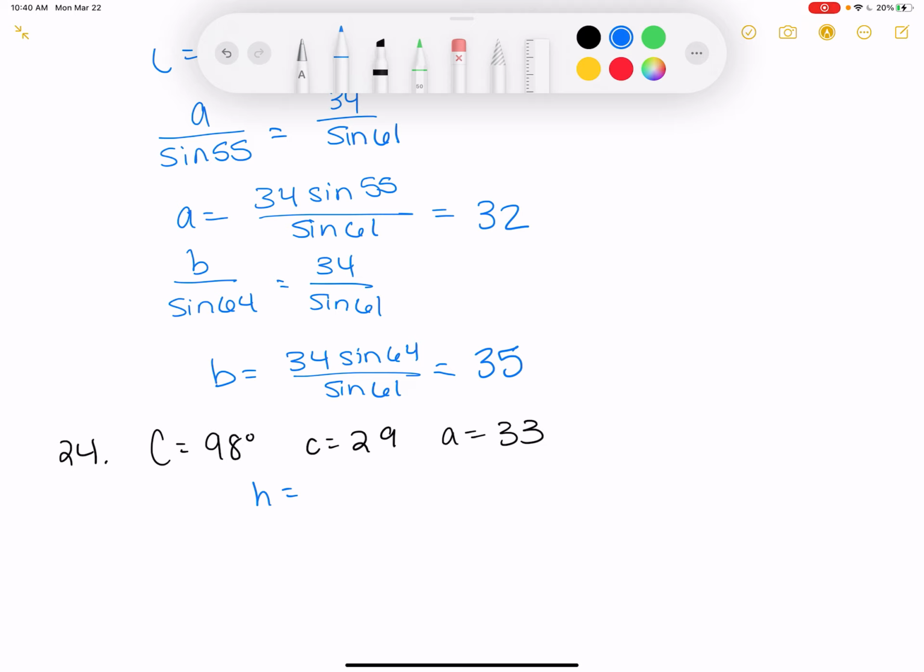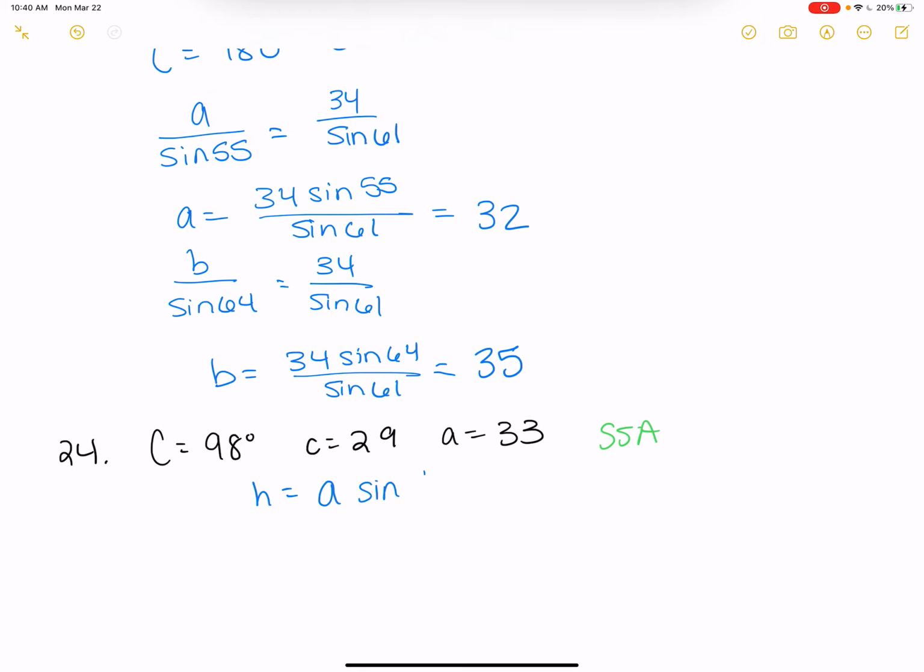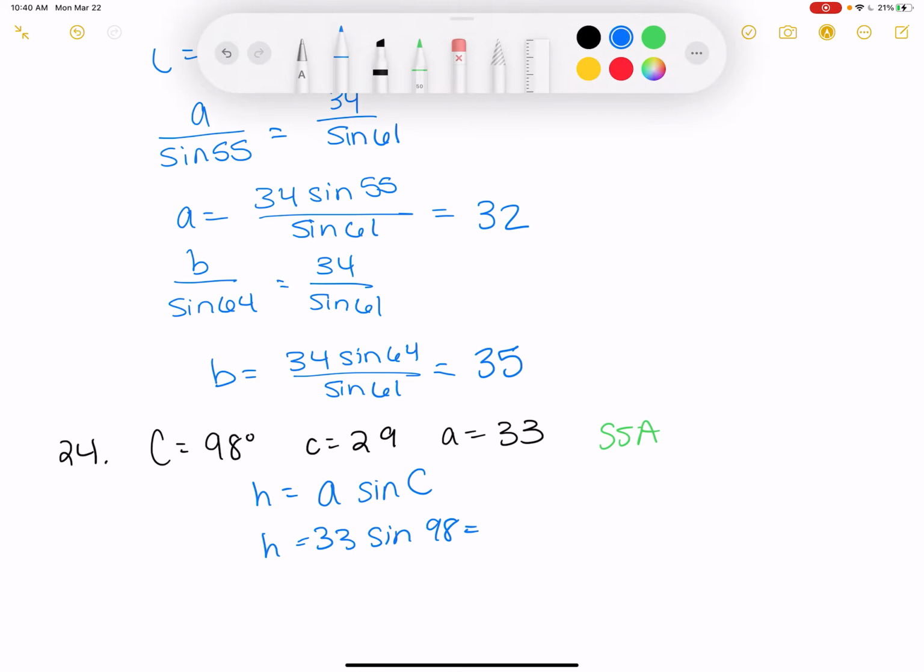Well, yes. 33 sine of 98. Okay, so A sine C, so 33 sine of 98. So what is H? 33. But do you want us not to round? Is there a decimal with it? Yeah, 32.6. Well, this one's 32.7. 32.7, that is my final. Okay.